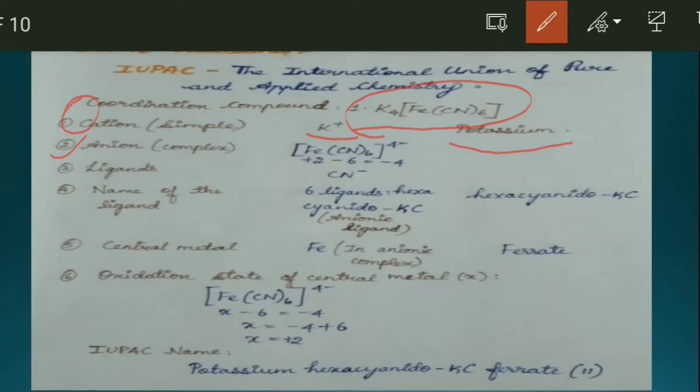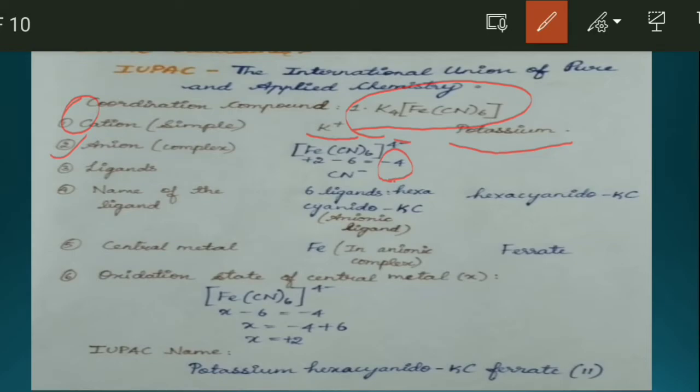So how we get this 4 minus, that I am going to explain. See, the oxidation state of Fe is +2 and CN minus is negative, it is an anionic ligand. So how many CN ligands are present? 6 CN ligands are present. So +2, and it is an anionic ligand, so -6. 2 minus 6 is -4. That is the charge of the complex. So it is an anionic complex. See, in this complex the ligand is CN minus.